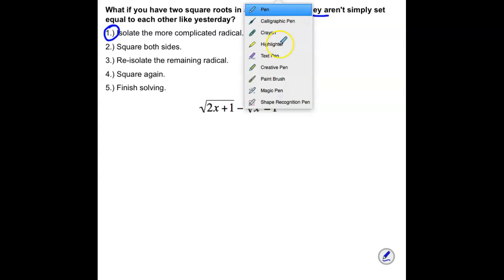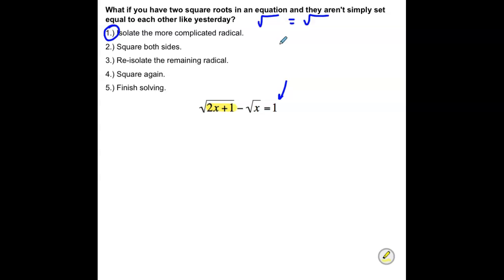Our first step is to isolate the more complicated radical. And in this case, our more complicated radical is this 2x plus 1. That's more complicated than just the plain x that we have there.